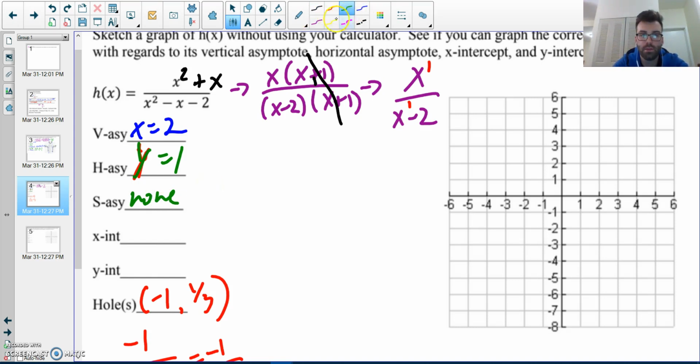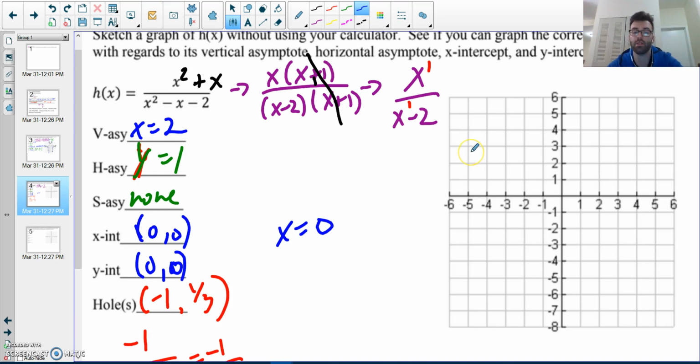My x-intercept is when my numerator equals 0, so x is 0, and my x-intercept and my y-intercept are the same. Okay, because if I set my numerator equals 0, I just get x equals 0, right? Okay, when x equals 0, oh, y is 0. How about that? So that tells me that this is a very important key feature. Y equals 1 is a key feature. X equals 2 is a key feature.